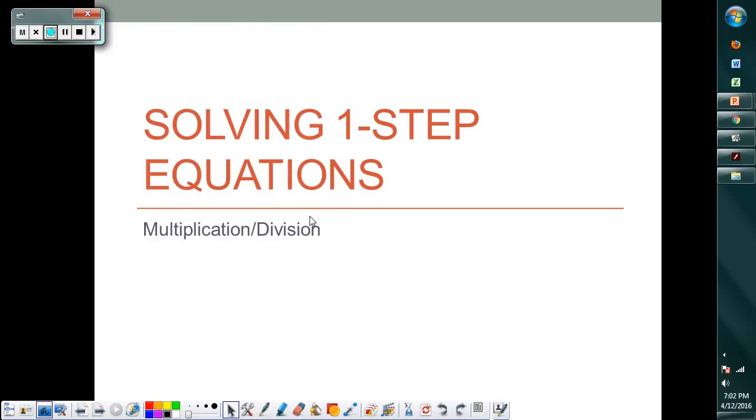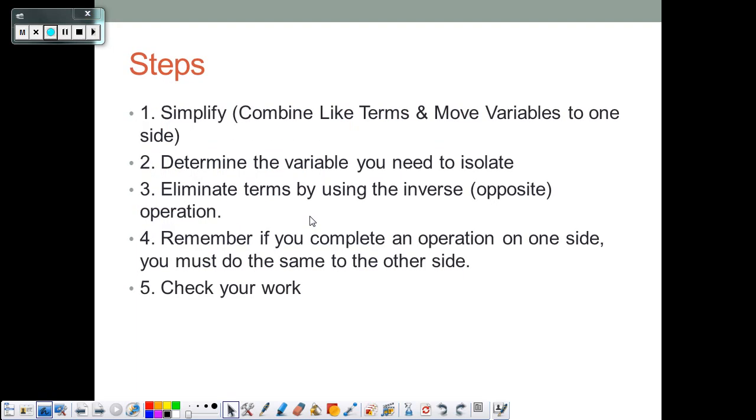Okay, we're going to look at solving one-step equations with multiplication and division in this lesson using the application. My rules are still the same. I'm going to simplify, combine like terms, or move variables to one side. Again, this doesn't really apply with one-step or even two-step equations, but it will come in handy later on.